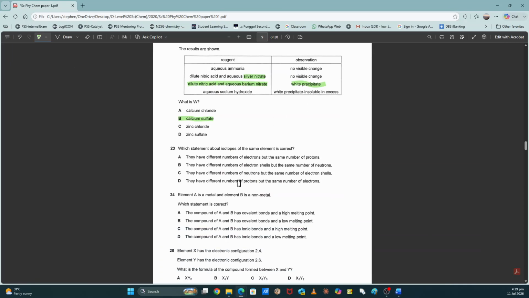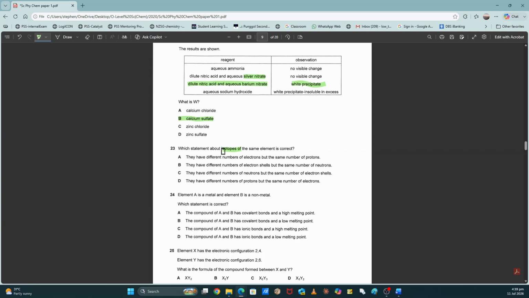Quickly, we go to number 23. Which statements about isotope? Okay, favourite question. What's the meaning of isotope? Atoms of the same element with the same number of protons but different number of electrons, right? Or should be different number of neutrons but the same number of electron shells.